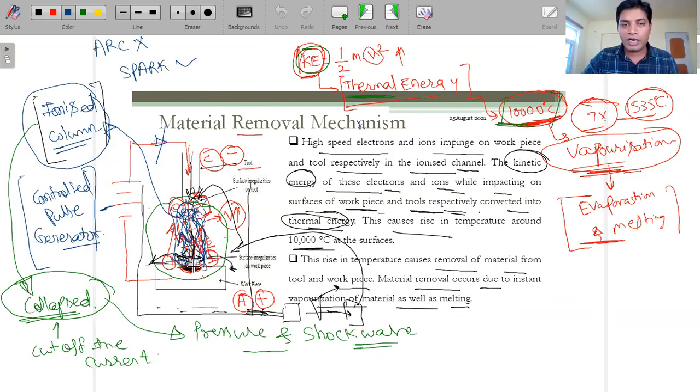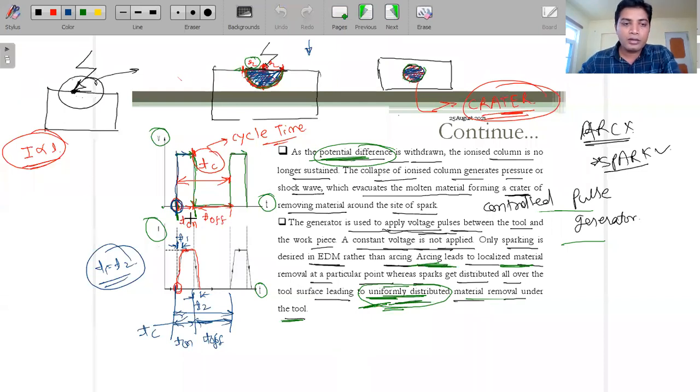So what I want to say is, when the power is supplied or the potential difference is created, this is the time we call T on. During this time the potential difference is created, and T off is the time when the ionized column which was formed collapses. The ionized column formed during T on now collapses during this time, and this time is defined by T off.